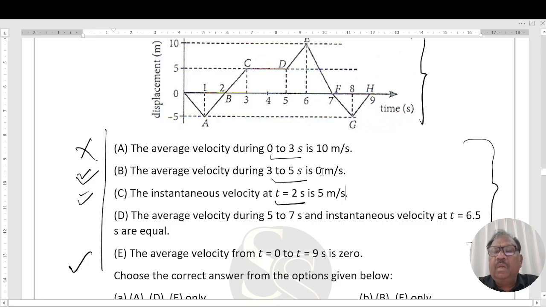Then find similarly at point t equal to 6.5. 6.5 is in between this. So take this point, this line. 6.5, this 6 to 7, it is changing uniformly. Slope is constant. In this case, we can find it out.